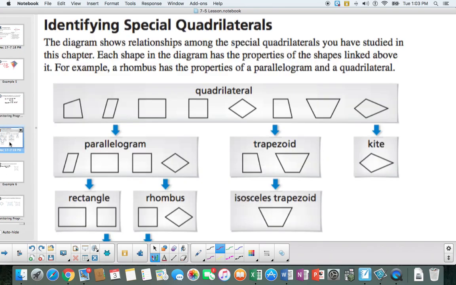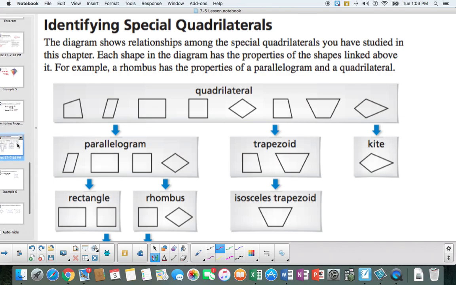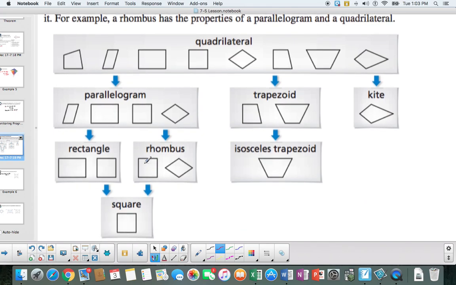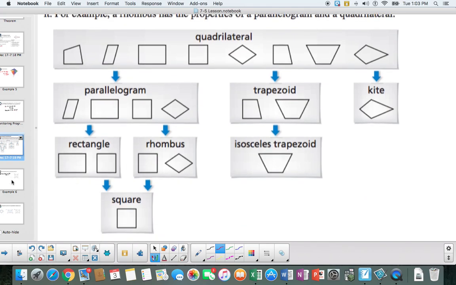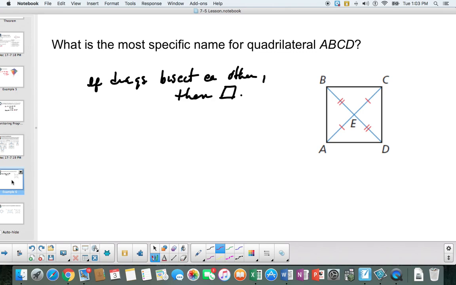Okay, here in a nutshell is everything we've covered in this unit. Parallelograms, rectangle, rhombus, and even down here is that square right here. What is the most specific name for this quadrilateral? And the most specific name is that it's a parallelogram. I notice the diagonals bisect each other, then it's a parallelogram. I don't see anything else.